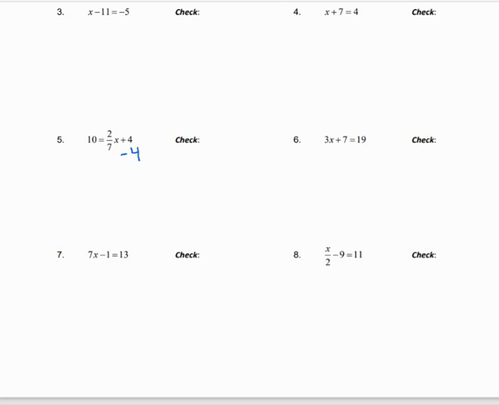Remember, we're undoing order of operations, so normally addition and subtraction comes at the end, but since we're undoing it, that's going to be our first step. Make sure to subtract from both sides. So now 10 minus 4 is 6. The 4s will cancel, and I'm just left with 2/7 x. Okay? So again, undo that adding and subtracting first.